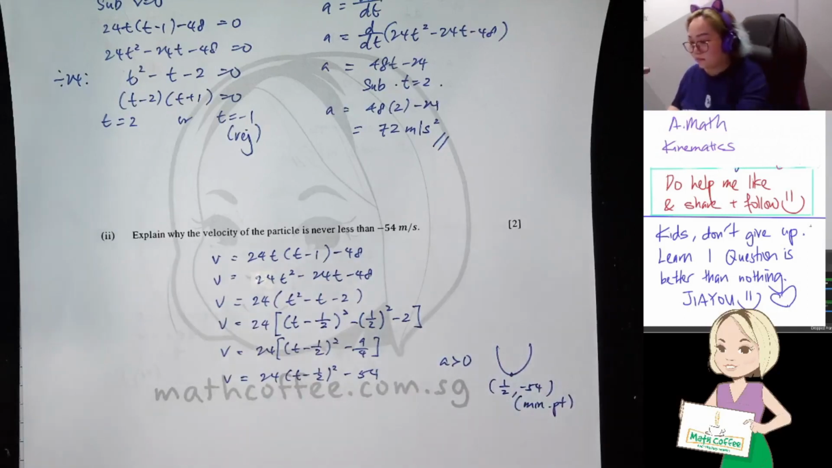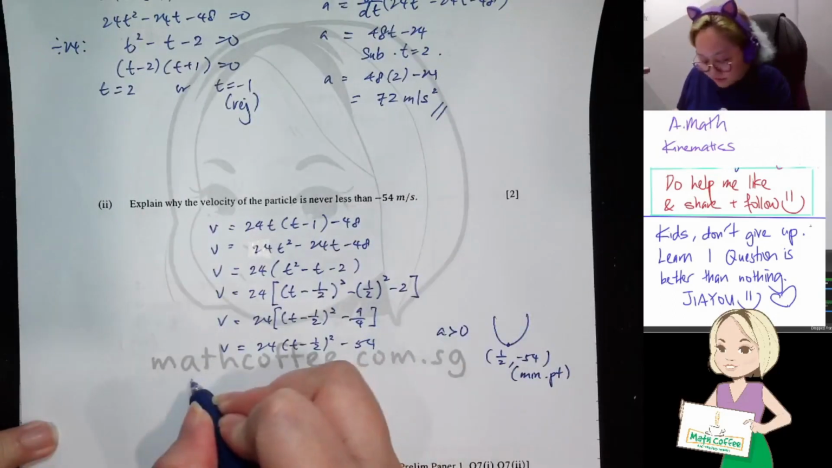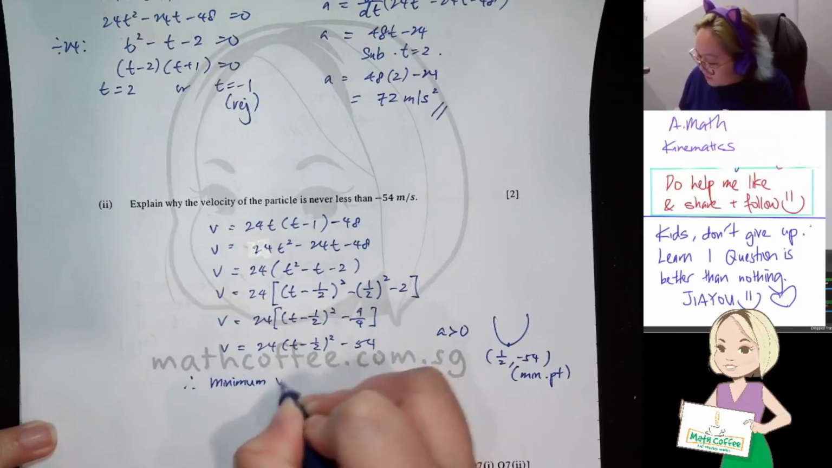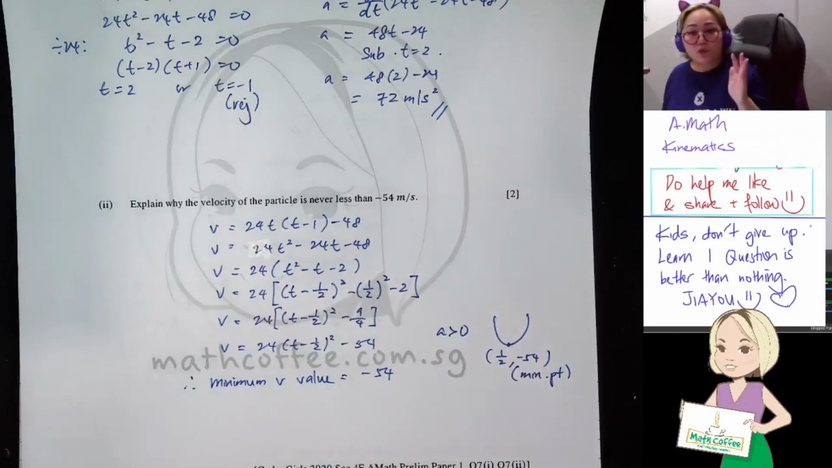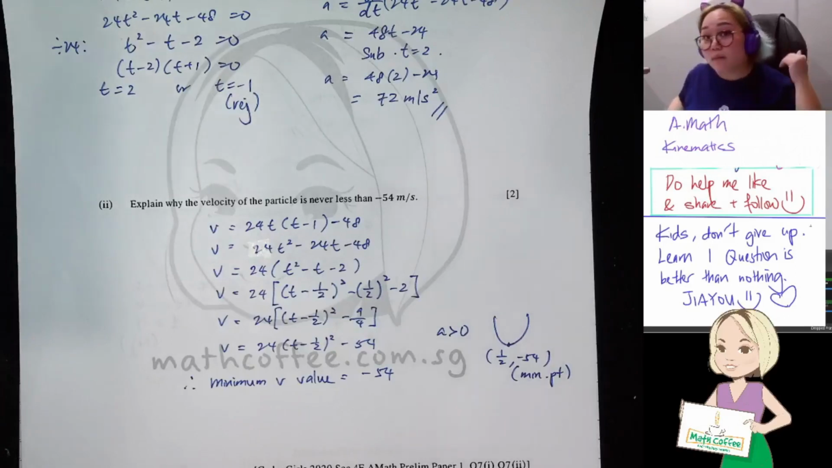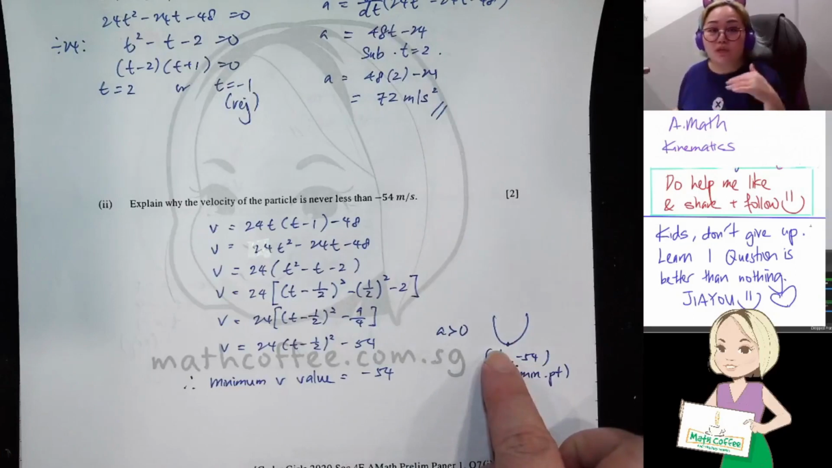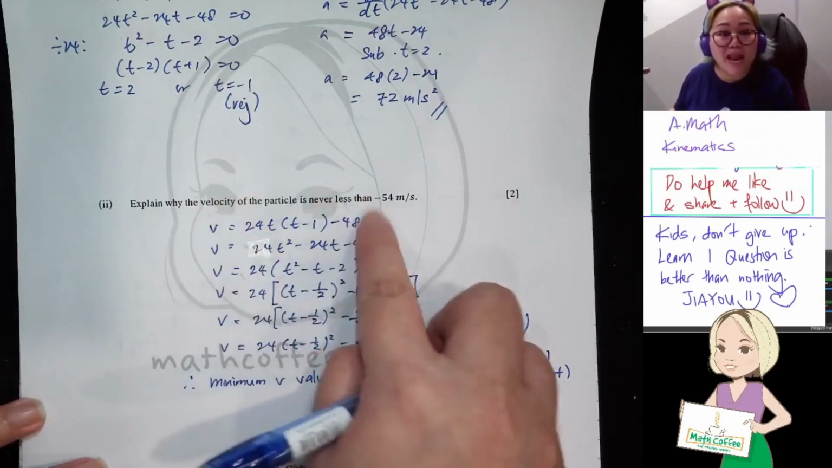Minimum point means that my minimum v value is equals to negative 54. You see this, minimum value is already negative 54. Will it go even lesser than negative 54? No, because that's already your minimum. You understand? Your graph actually moves upwards. So the lowest value is already negative 54. That is why my velocity will never be less than minus 54.